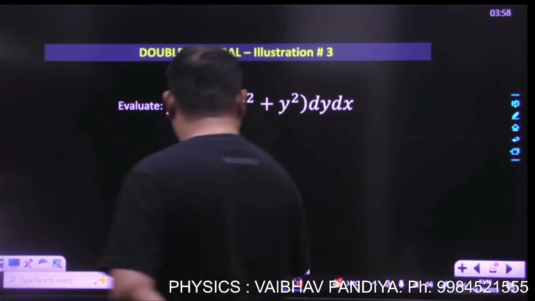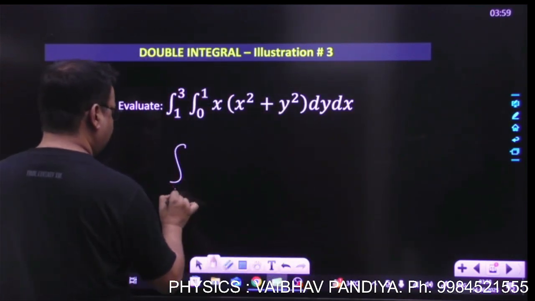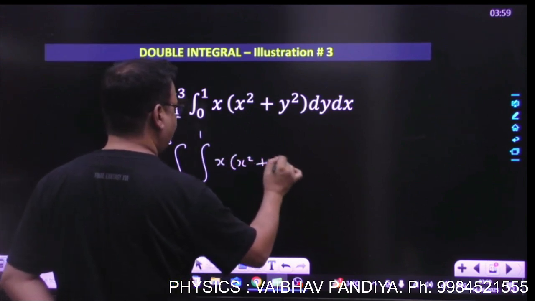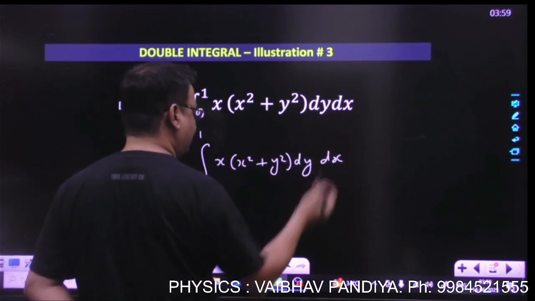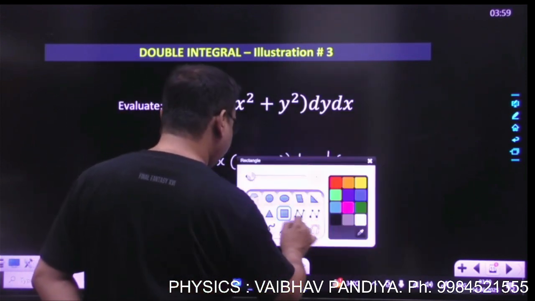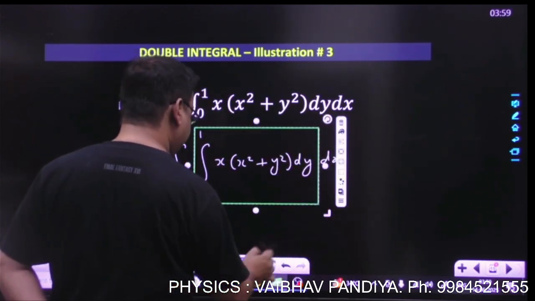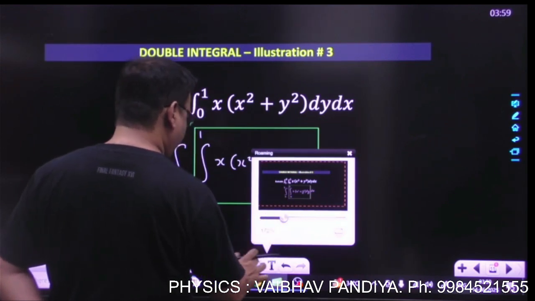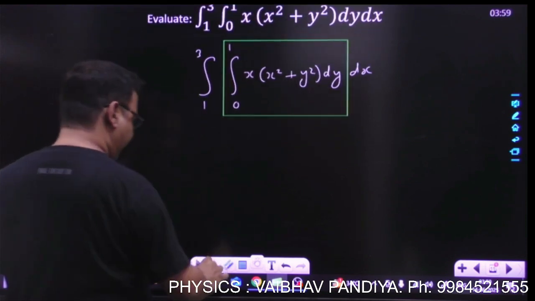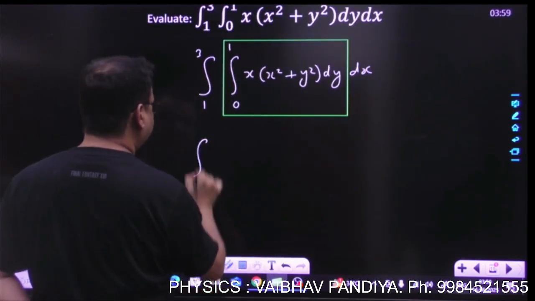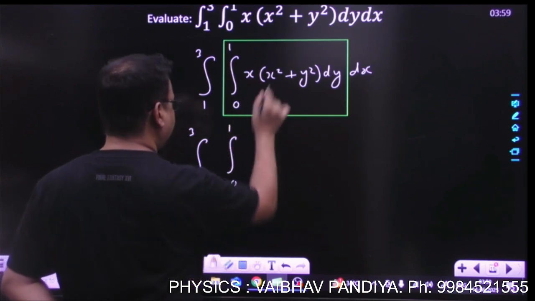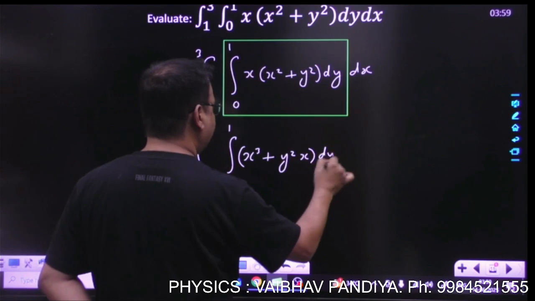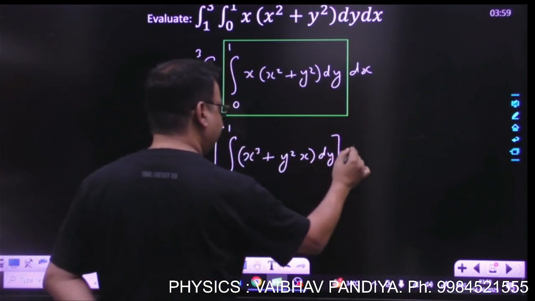Now let's see this integral 1 3 0 1 x square plus y square dy dx. Now I guess you can solve it yourself. So I'll start with the inner integral, and what I suggest again is still make the video, still work it out yourself, get the answer. Okay? So I am writing like this: 0 1 x cube plus y square x dy. This I am taking as the inner integral, and then dx.